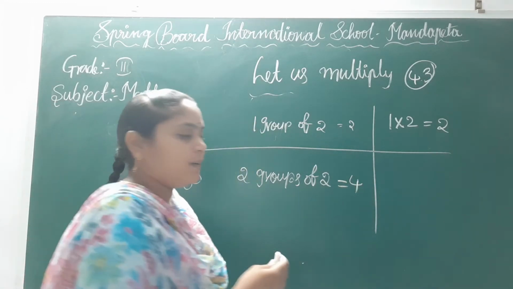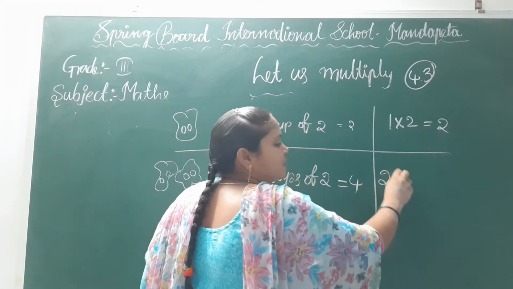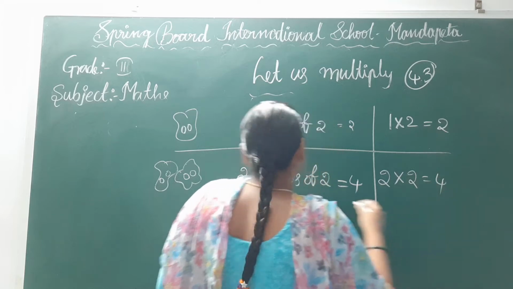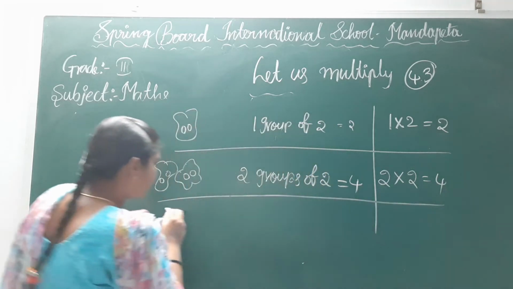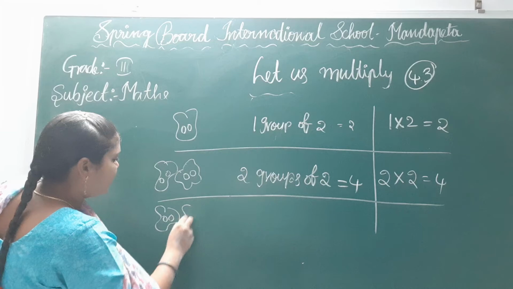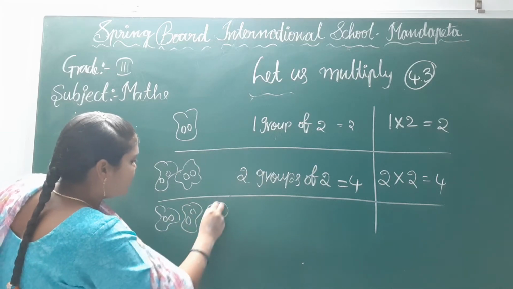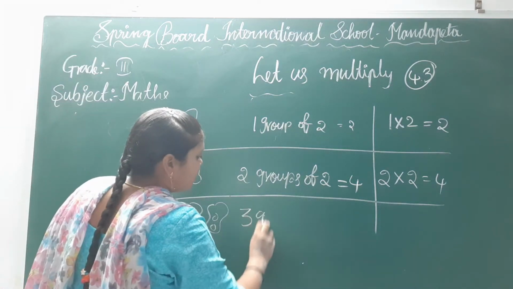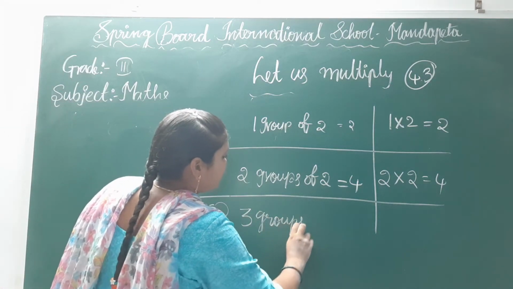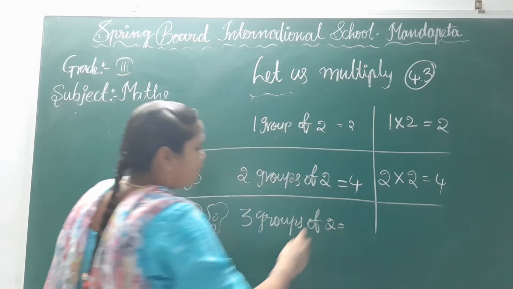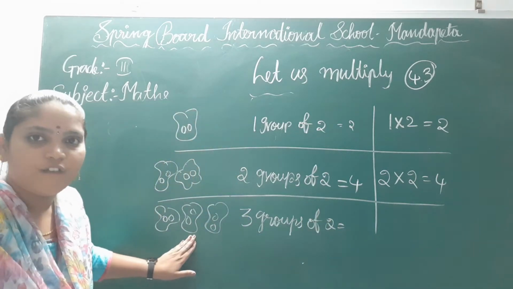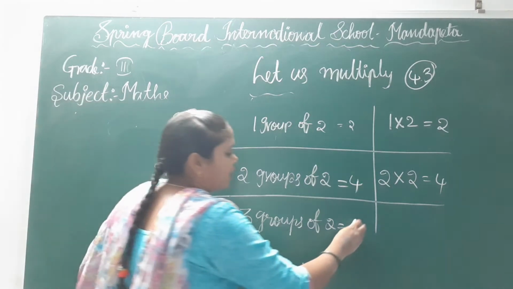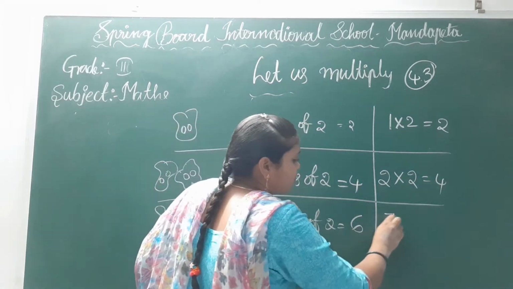Now write the multiplication table. So 2 groups and each group has 2 marbles: 2 2s are 4. Okay children. Next, now we have 3 groups and each group has 2 marbles. Now write 3 groups of 2 is equal to 2, 4, 6. Okay, 2, 4, 6. Now write how many groups here? 3 groups.